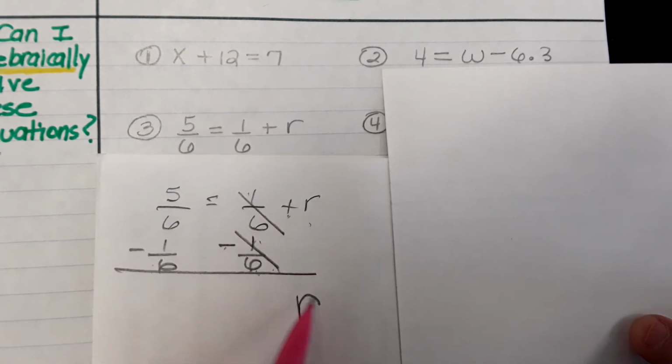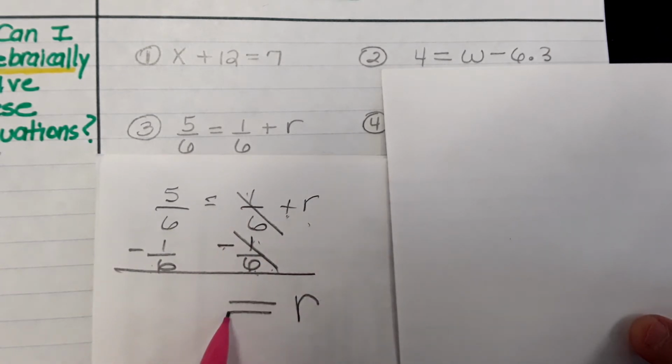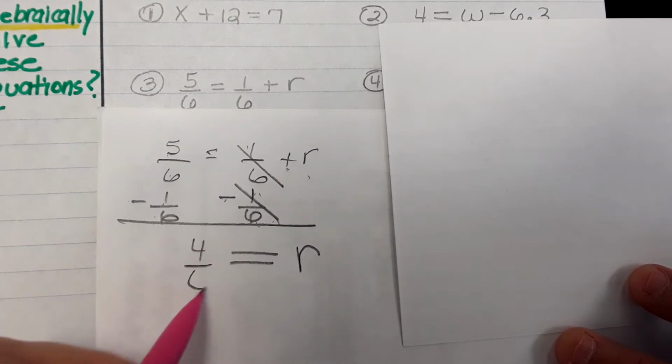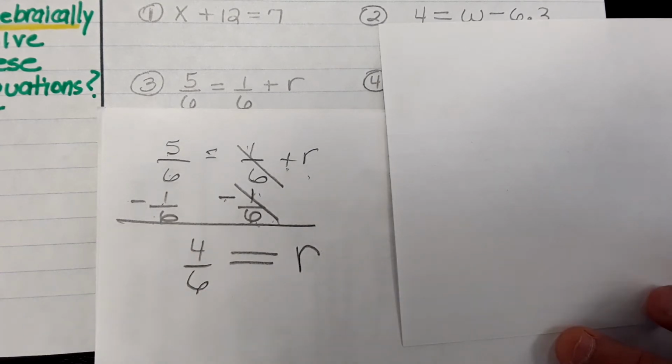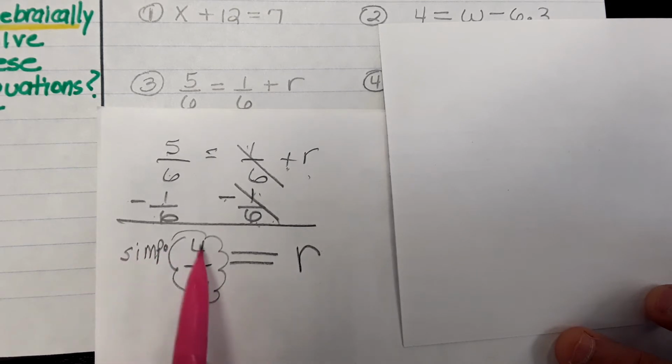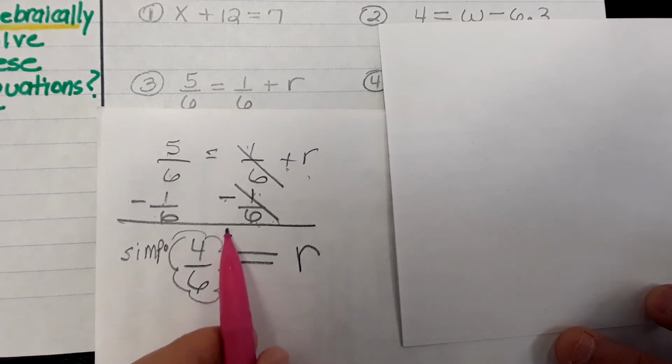So now we can drop down R, we can drop down equals, and then you guys can do this in your head with me. 5/6 minus 1/6 better give us 4/6. Now, are we sure that that answer is complete? Can we still simplify 4/6? Sure we can. Let's divide by 2's on both.